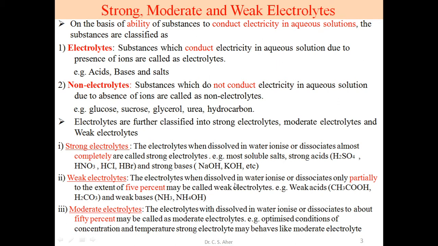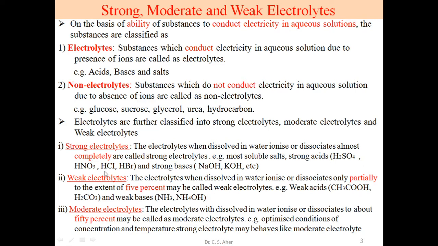On the other hand, we have the weak electrolyte. An electrolyte which, when dissolved in water, ionizes or dissociates only partially. When we consider the extent, it is only about 5% of the total amount. When about 5% of the electrolyte is ionized, we call it a weak electrolyte. For example, weak acids like acetic acid, carbonic acid, and weak bases like ammonia, ammonium hydroxide.